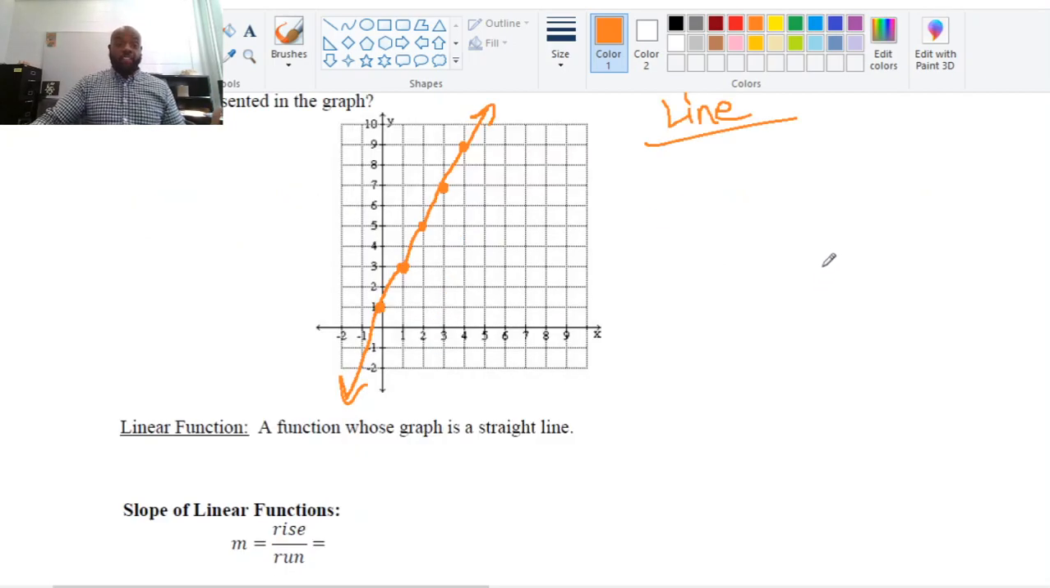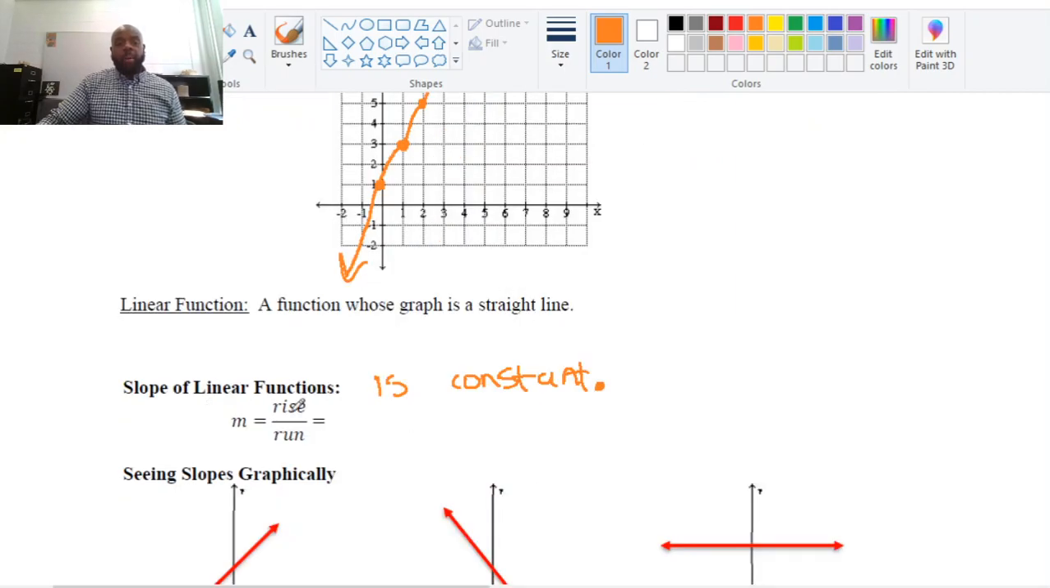And so if you want a definition of a linear function, it's a function whose graph is a straight line. One of the properties of linear functions that make it linear is that it has a constant slope, right? The slope of a linear function is always constant, all right? And to define the slope, we use the variable m, but a lot of people remember that it is rise over run.